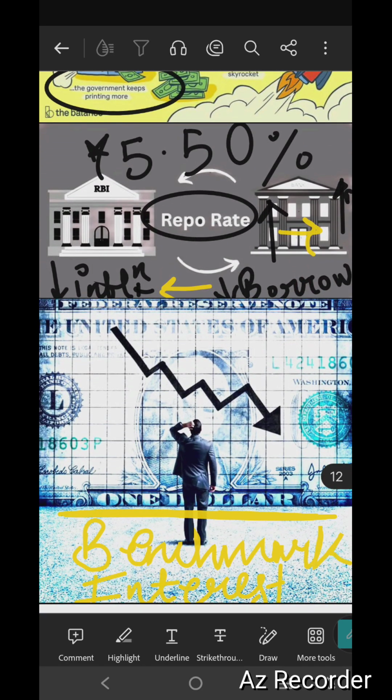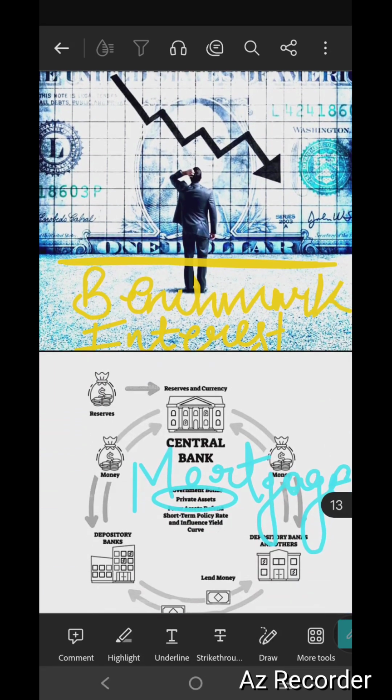Next we have benchmark interest rate. What is this? This is basically a baseline reference rate used by financial institutions to price loans, mortgages and bonds, typically set by central banks. For India, the benchmark interest rate is the repo rate, which is set by the Reserve Bank of India.